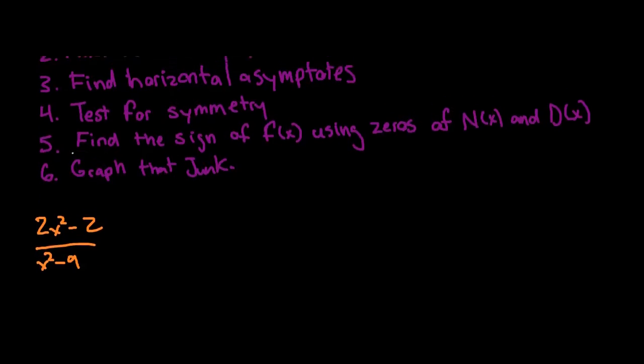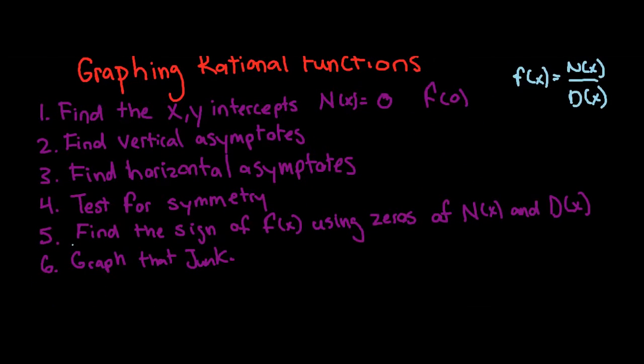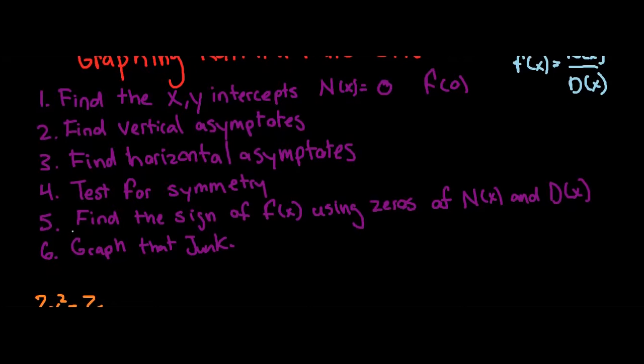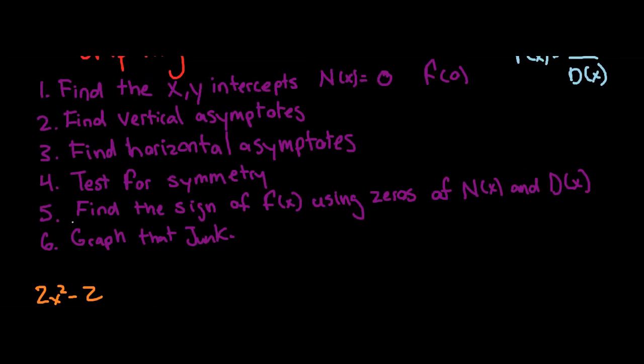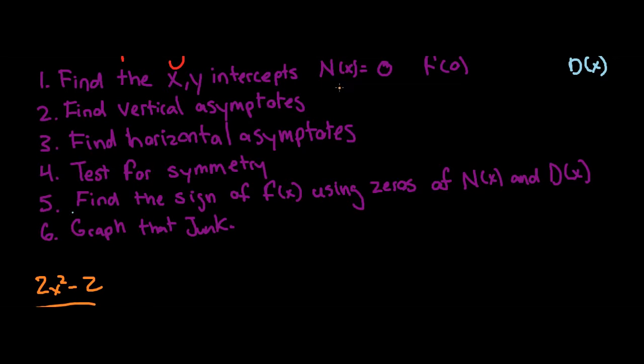Let's say I have 2x squared minus 2 over x squared minus 9. So let's do this in order. We can do this in whatever order we feel like; this is the order I usually do it in. The first thing to do is to find the x and y intercepts. The x-intercepts are going to be when n of x is equal to 0, and then the y-intercept is going to be the y value when we put in f of 0.